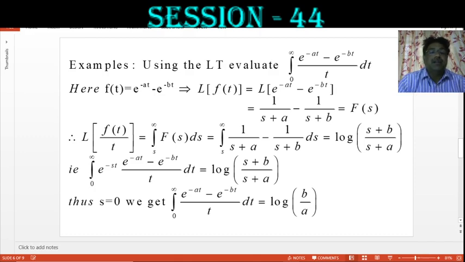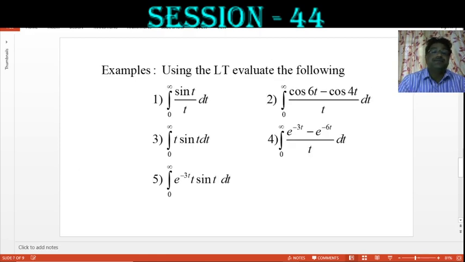Now, see that example here. The first part is as usual what we did in the previous examples. That means first we should calculate L of f of t divided by t. Then, using the definition, we get the integral from 0 to infinity of e raised to minus st times f of t divided by t. Here f of t is e to the power minus at minus e raised to minus bt, divided by t. That answer is this much. By putting s equal to 0, we get the required result there.